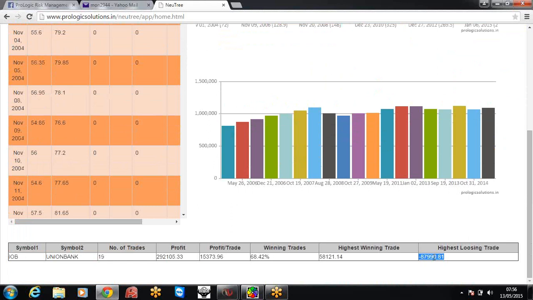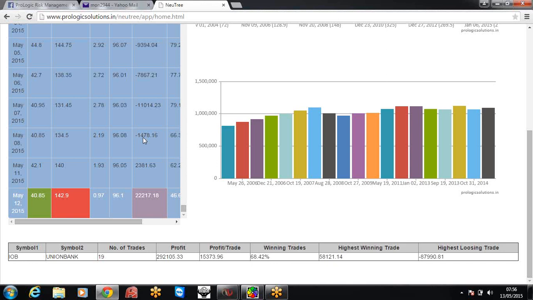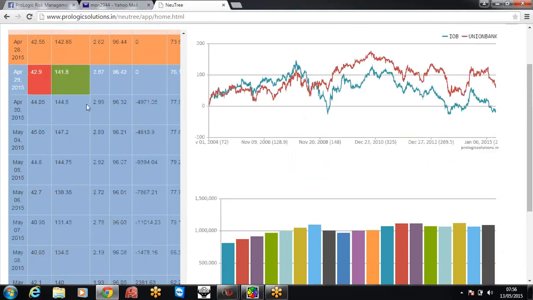So usually that will not be the highest losing trade, and the winning trade also might be more than this. It can be more than this only, because there would have been some calls which would have already given you 20% profit, and it would have ended in a loss also. So this particular call, IOB short. So you'll short one lot of IOB. You'll buy Union Bank one lot.